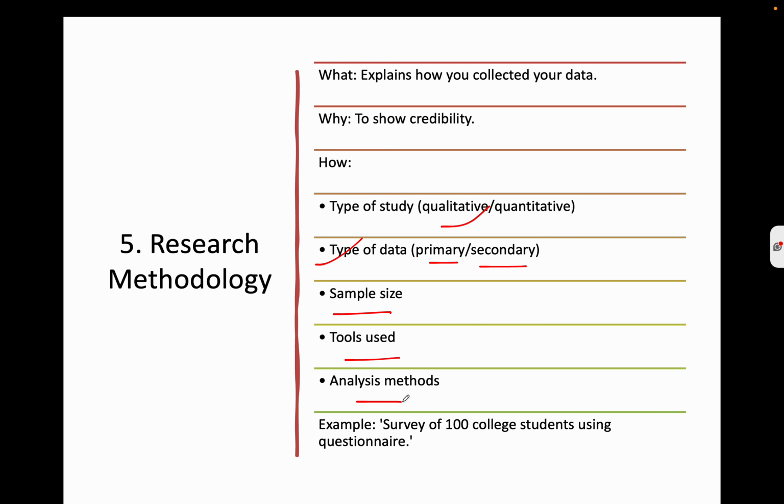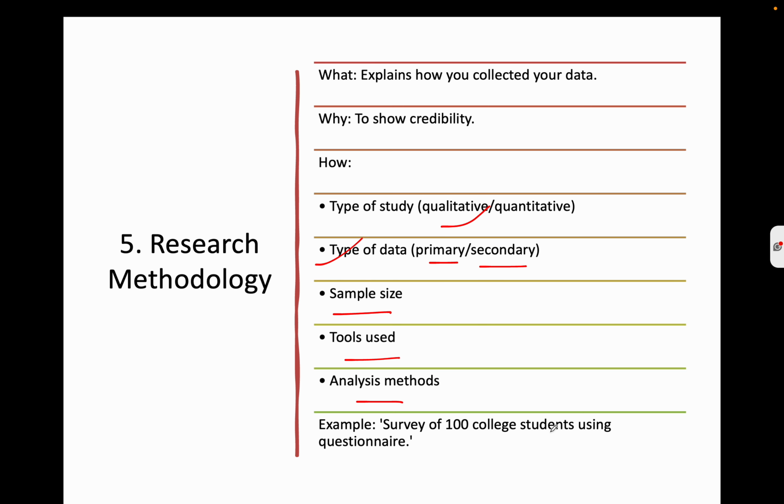Analysis is how you are analyzing the data. Now see, I have written here survey of 100 college students using a questionnaire. Now once you have collected the data of 100 students, you will definitely have to link it to the objective and through hypothesis. This again I will let you know in the future videos.